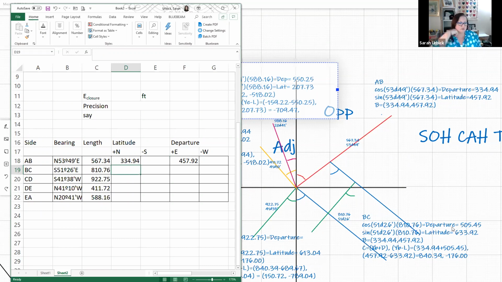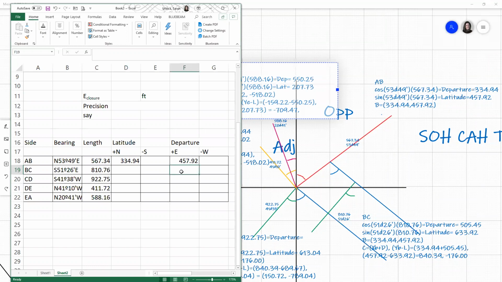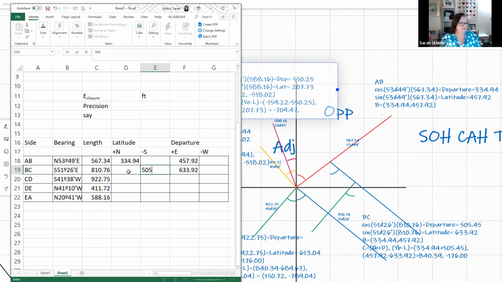So if we come down to the next one, again, we're backwards. So our latitude, this is our departure, not our latitude, 633.92. But what's our line doing? It's still going to the east. So our departure, which is our x coordinate, which is going to the east, is going to be positive. So we're going to put that here. My bad. Right? All right. Thank you.